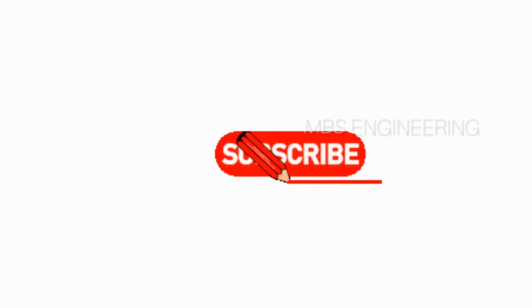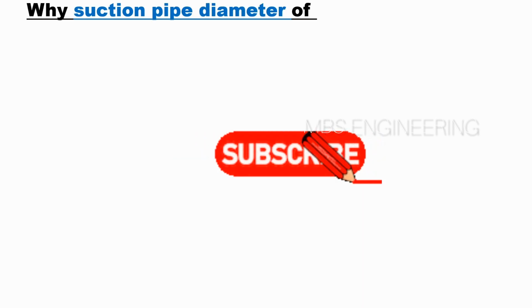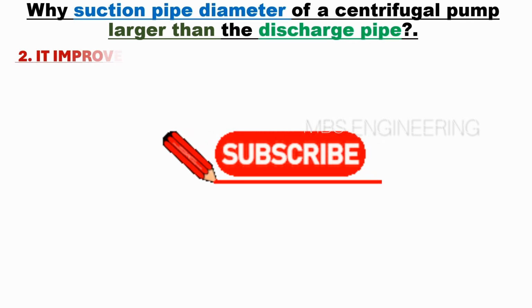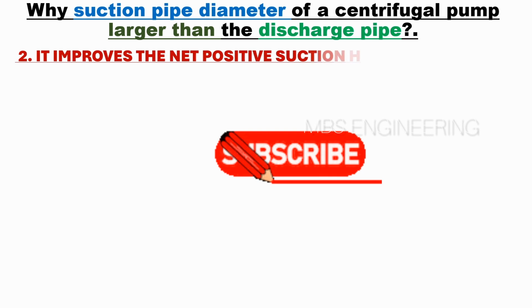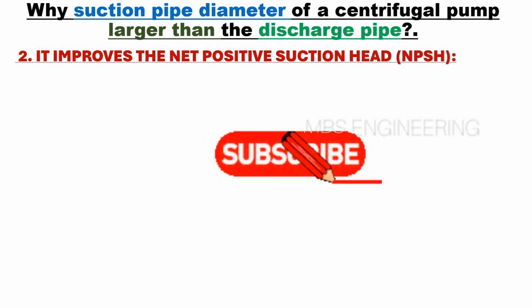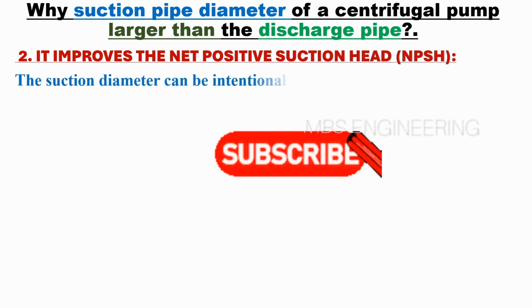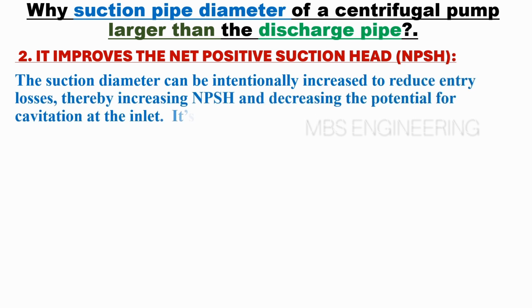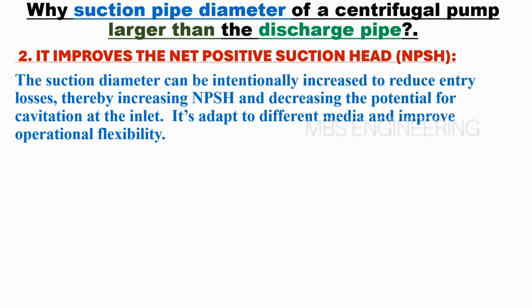Next, we will understand why the suction pipe diameter of a centrifugal pump is larger than the discharge pipe. Here are some other reasons why the suction diameter is larger than the discharge diameter. Next, the second topic is that it improves the net positive suction head, NPSH. The suction diameter can be intentionally increased to reduce entry losses, thereby increasing NPSH and decreasing the potential for cavitation at the inlet. It's adapting to different media and improving operational flexibility.